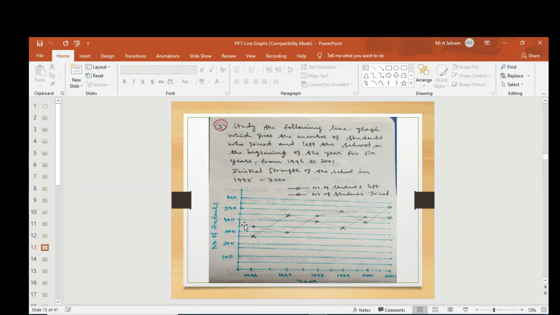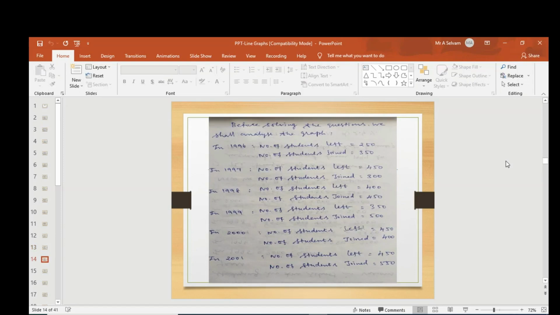Okay, based on that, two line graphs are given. The marked line graph represents the number of students who have left, right? The dotted line graph represents the number of students who have joined, right? Before we go for the question, shall we interpret the graph, because then it will be easy for us.